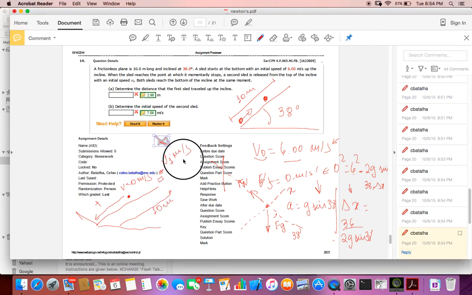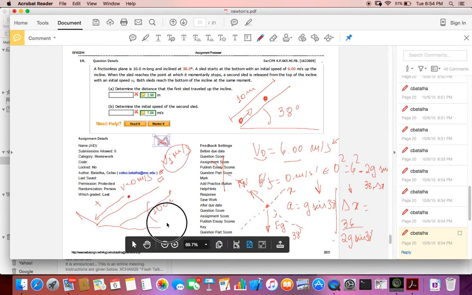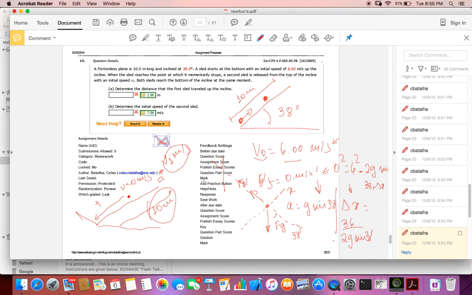So then you could apply the kinematic equation for the second sled. Its initial velocity is what you want to find. You know the distance covered, 10 meters, you know the time, and you know the acceleration, which is g sine of 38. The initial velocity is the only unknown you have.